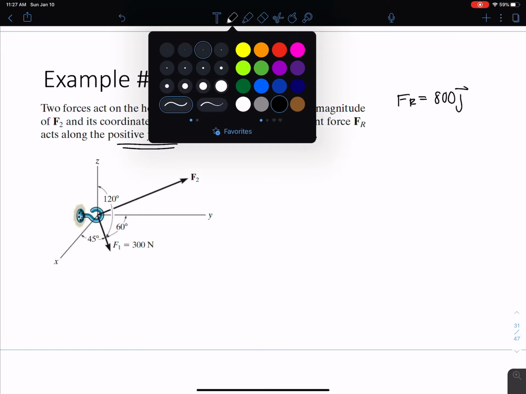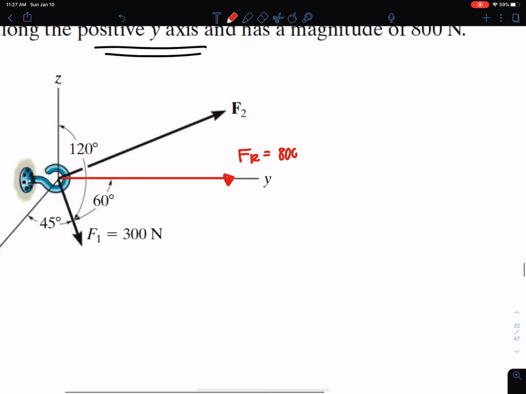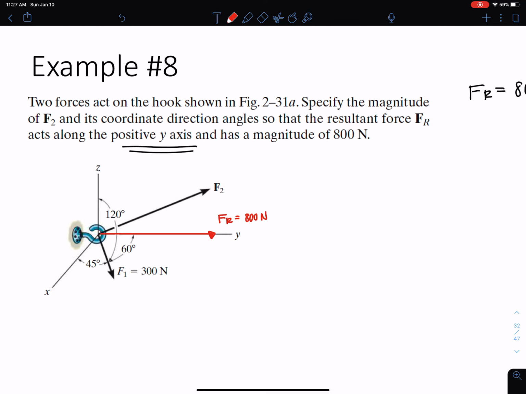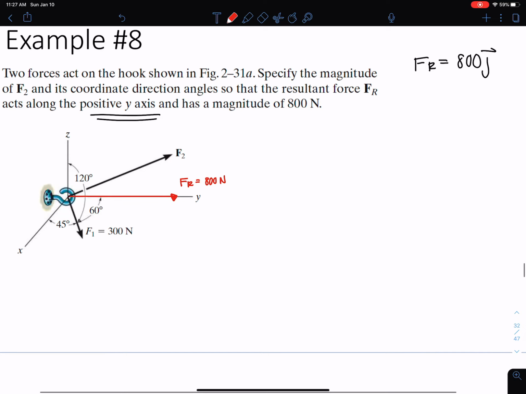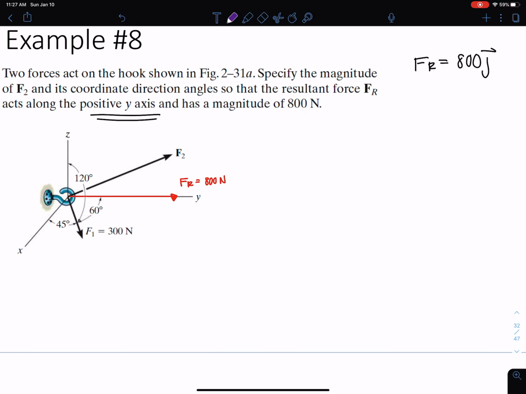So they're giving us FR. If I wanted to draw that here, right, like that. And I'm given the resultant, I'm given F1, so my only unknown here is actually just going to be F2, right? So I'm going to start by putting everything into its respective components.